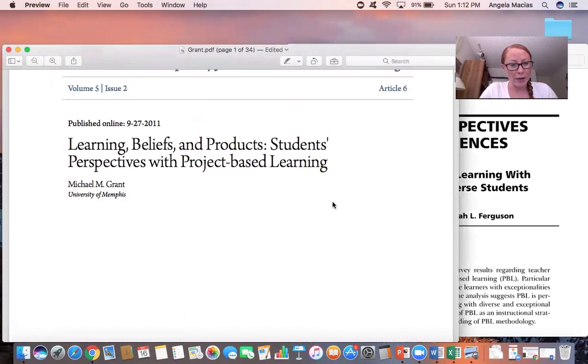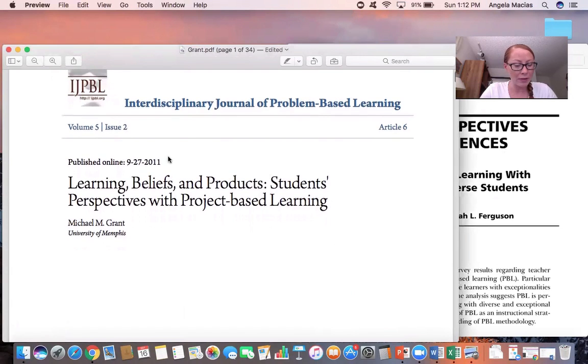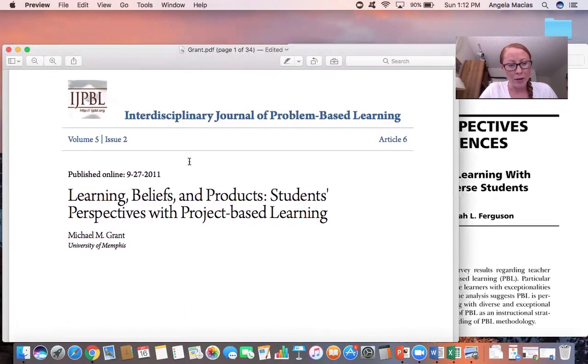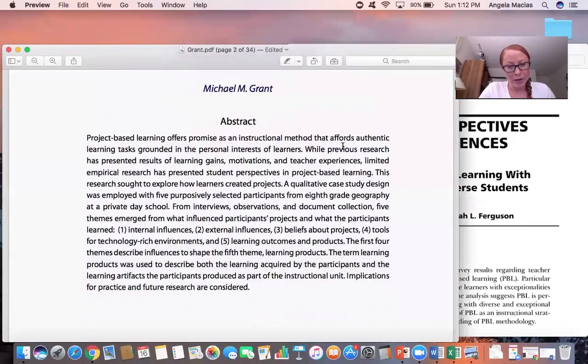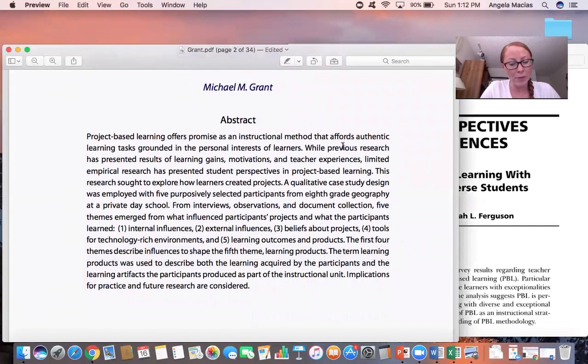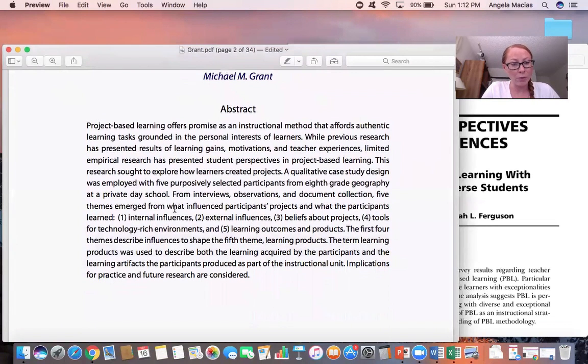So let's take a look at this first one. This article by Grant, we can see that it's not too long ago, 2011. It's a little old, but for this type of topic, it's still relevant. It's from the Interdisciplinary Journal of Problem-Based Learning, so this is obviously a place where they do a lot of publishing on this topic. The main thing we're going to start with is looking at the abstract, which is basically a paragraph that should summarize what the whole article is about. So I'm going to read through it and see what we can identify here.